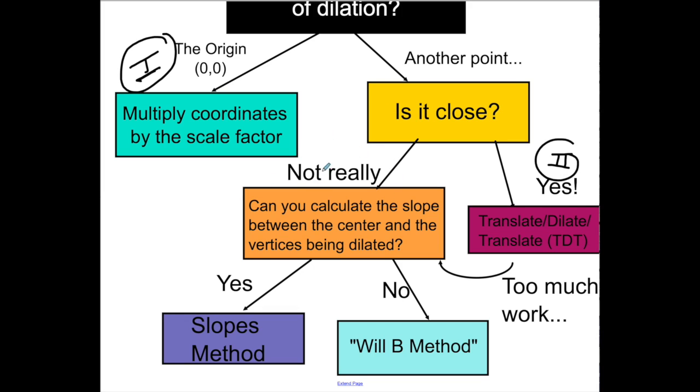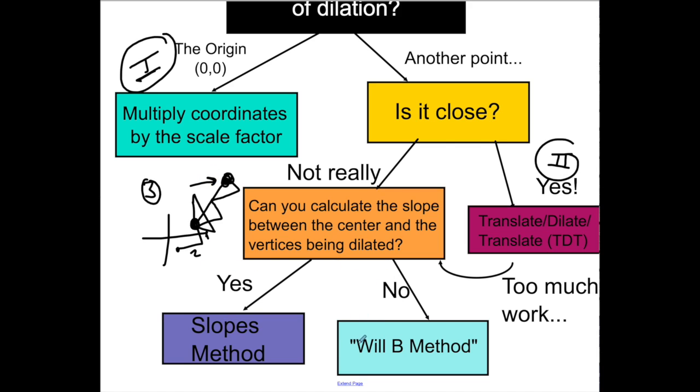But if that center of dilation is not really near the origin, well, I would say, is it easy to calculate the slope between the center and the vertices? If it is, you could use the slope method, okay? So if this is my center of dilation, this is a point that needs to be dilated. Actually, let me get a whole triangle in here, okay? So here's the point I'm going to dilate. Well, if I need to go over 2 and up 1 to get to this point, and the scale factor is 3, then I'm going to have to go over 2, up 1, over 2, up 1, twice. So now I'm 3 total distances of over 2 and up 1 from where I started, and that becomes the new point, the slope method.